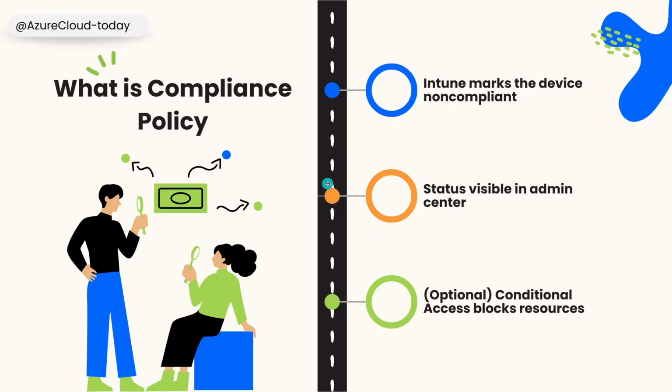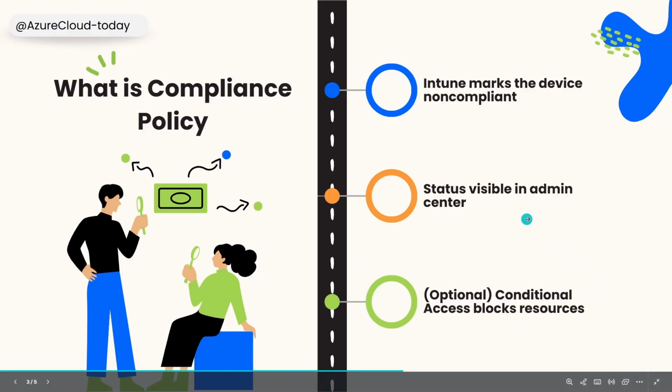If you want to know more about compliance policy in detail, then please click on the card attached on the top right of this video. On its own, a compliance policy generally only does the flagging part, which is marking the device either as compliant or non-compliant. However, if it's combined with conditional access policy, then this becomes a powerful combination. Hence, it is very important for us to know how to create a compliance policy from scratch.